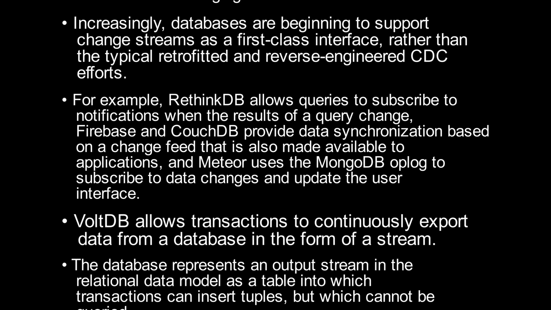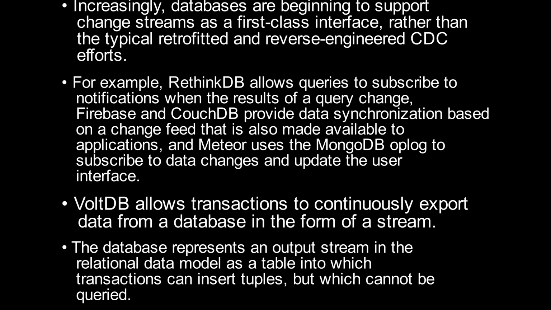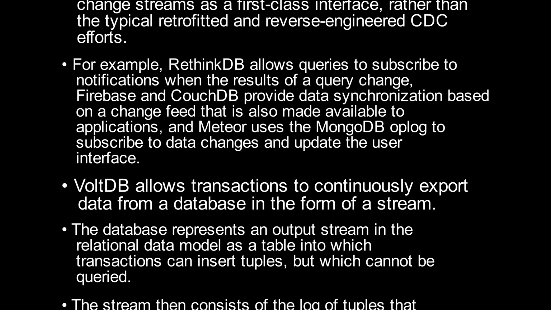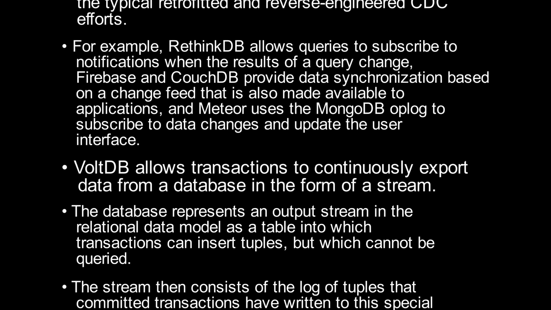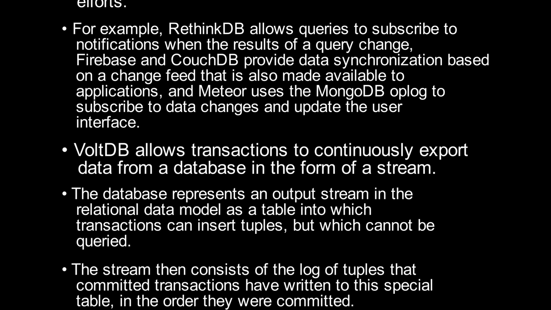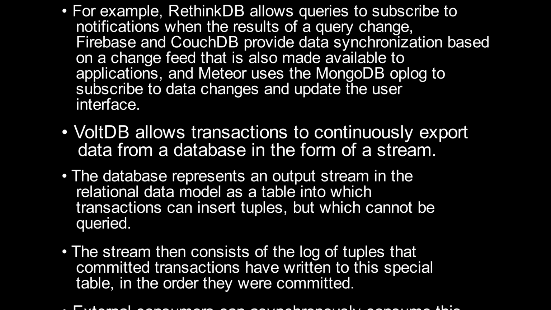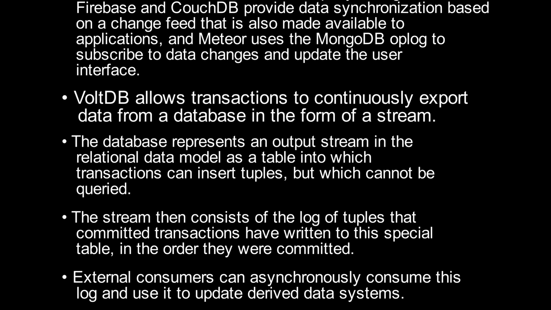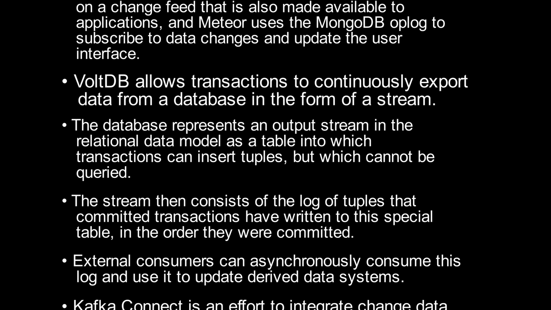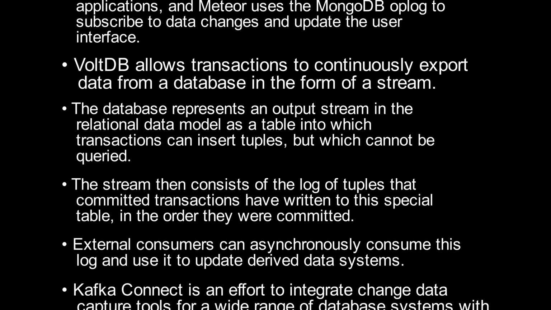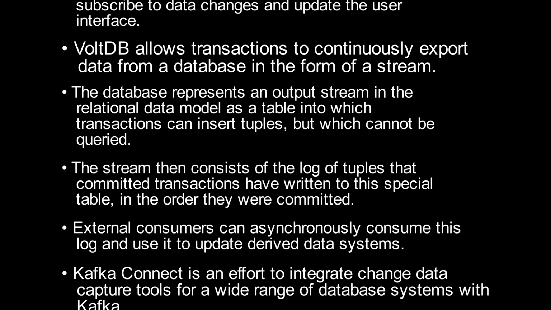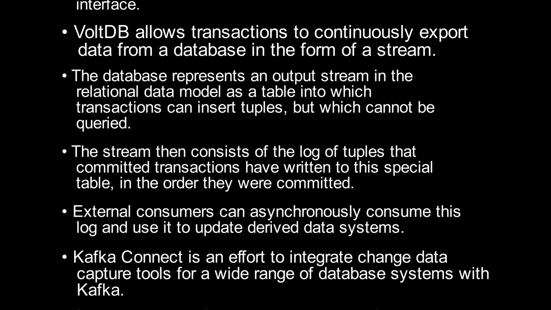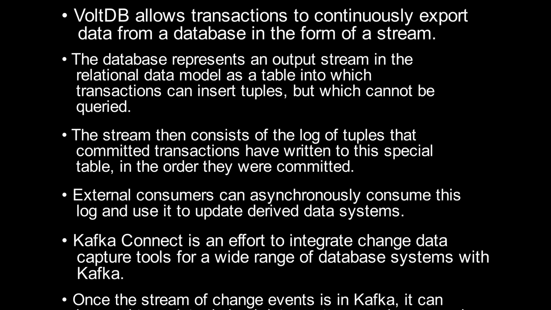VoltDB allows transactions to continuously export data from a database in the form of a stream. The database represents an output stream in the relational data model as a table into which transactions can insert tuples, but which cannot be queried. The stream then consists of a log of tuples that committed transactions have written to the special table, in the order they were committed. External consumers can asynchronously consume this log and use it to update derived data systems.